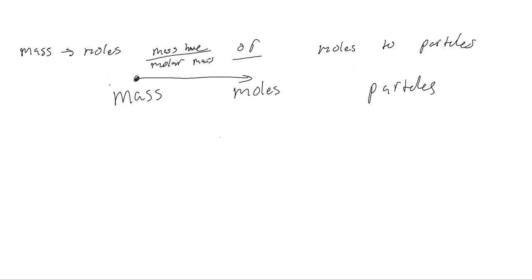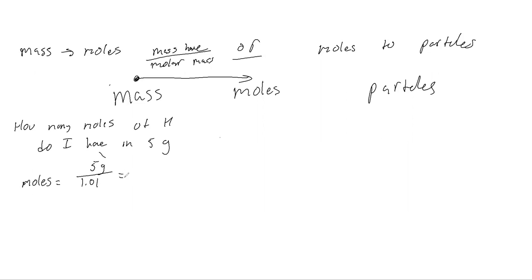So if I said, in this case, how many moles of H do I have in 5 grams? Moles is going to be equal to 5 grams of hydrogen divided by the molar mass of hydrogen, which I get right off my periodic table, that 1.01. And I'm going to find that I have basically 5 moles of hydrogen.